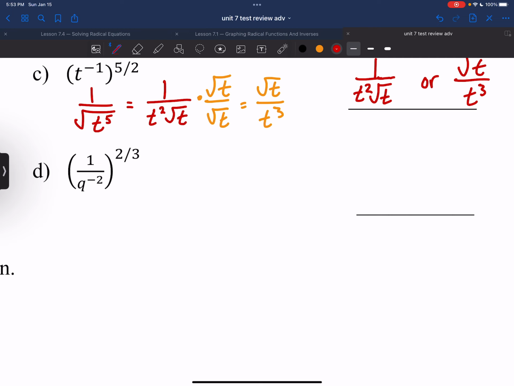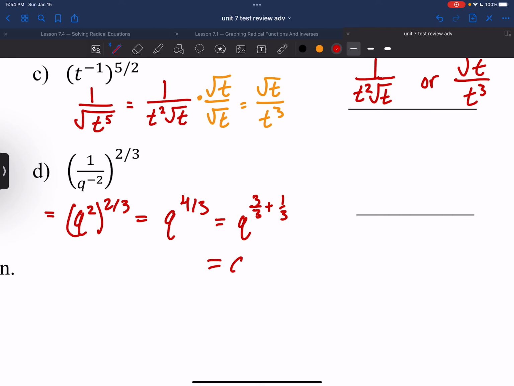Do it again. So 1 over q to the negative 2/3 equals just q to the 2/3, squared. Now if you use the rule of multiplying your exponents, this is q to the 4/3, which means this is the cube root of q to the 4th. But let's simplify, right? That's q to the 3/3 plus 1/3. So it's equal to q to the 1 times q to the 1/3, which means it is q times the cube root.